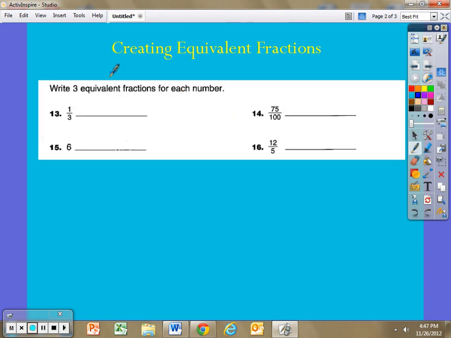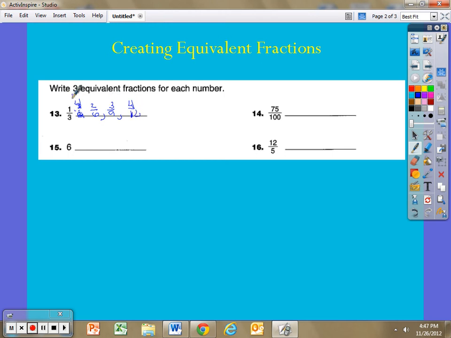Write 3 equivalent fractions for each number. Oh, I have to write 3 of them now. So let's multiply both of these by 2. That would give me 2/6. Now let's multiply them both by 3. That would give me 3/9ths. Let's multiply both by 4. That'll give me 4/12ths.